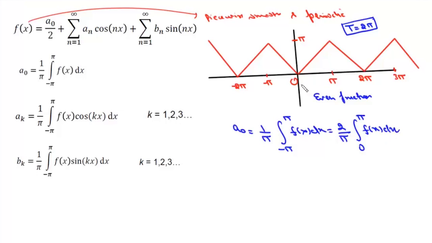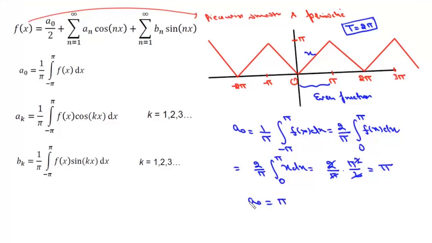f(x) dx. Now in between 0 to pi, this function f(x) is simply x, so we can write this as 2 upon pi, and then the integral from 0 to pi x dx. So it will be 2 upon pi and then x square upon 2, which will be pi square upon 2. So here 2 and 2 will cancel, pi will also cancel. So the value of a0 for this series is pi. Now since it is an even function, we know that bn will be simply 0. So for this series, there will be no sine terms. Now we need to find an.